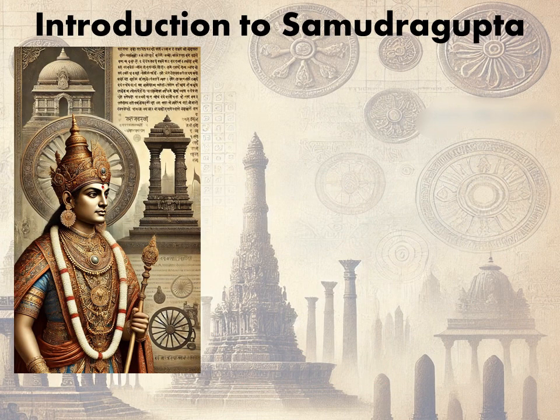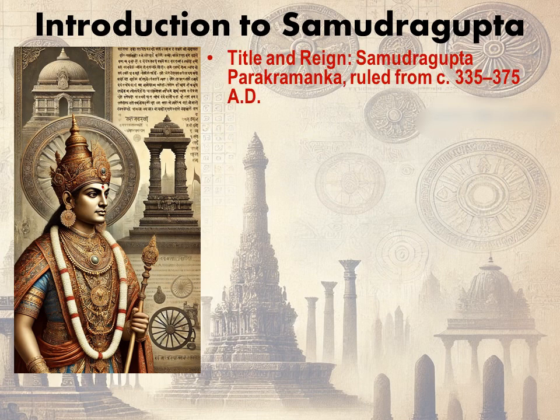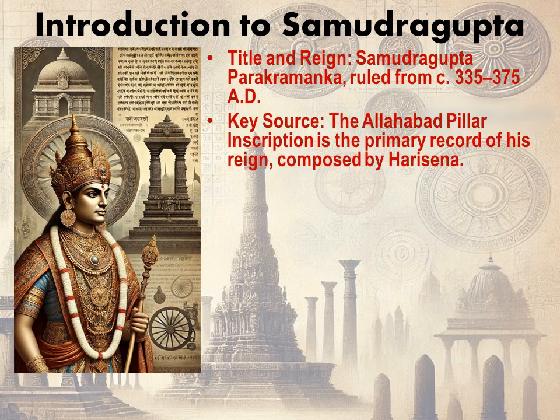Introduction to Samudragupta. Who was Samudragupta and when did he rule? Title and reign. Samudragupta Parakramanka ruled from 335 to 375 AD. So this was the time period of his reign, roughly 40 years. The Allahabad Pillar Inscription is the primary record of his reign, which was composed by his court poet Hari Sen.